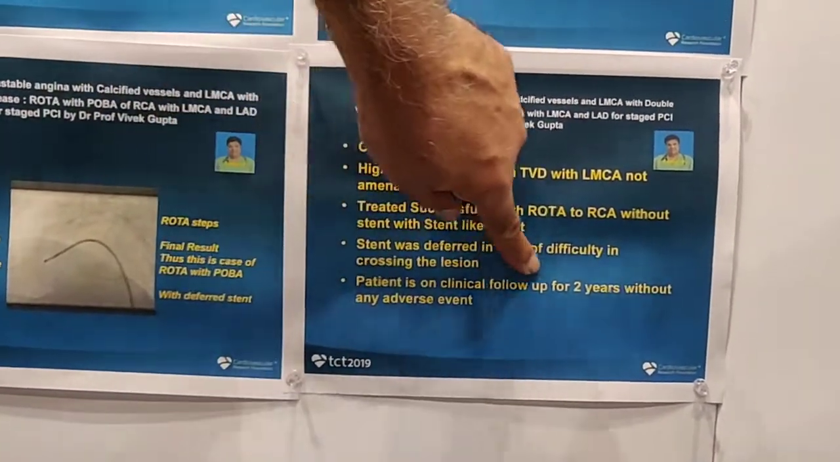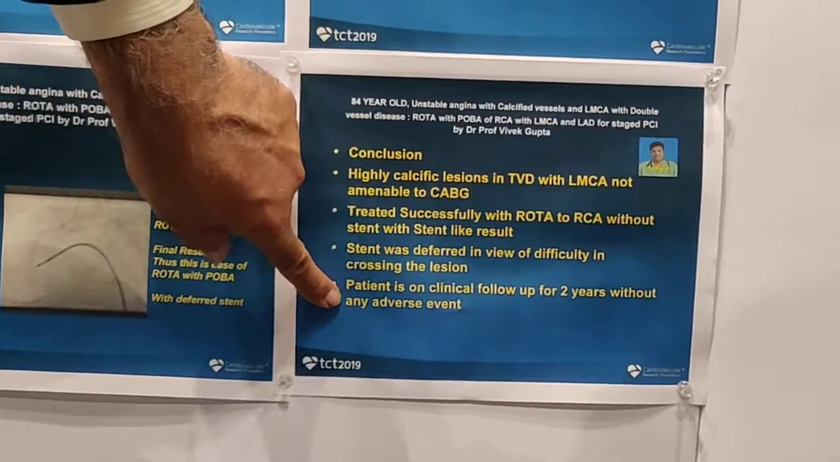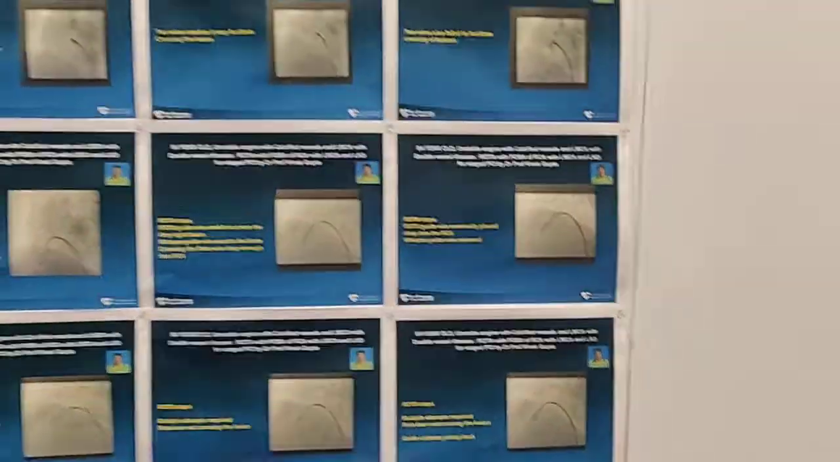The patient is on clinical follow-up for the last 2 years and has not had any adverse event. So this patient who had a difficult rotablation, we finally treated with COBA following the rotablation. We have not made a further attempt on the LMCA. He is on medical treatment. He is not having major angina. He is not moving too much. He is 84 years old, and clinically he is doing well.